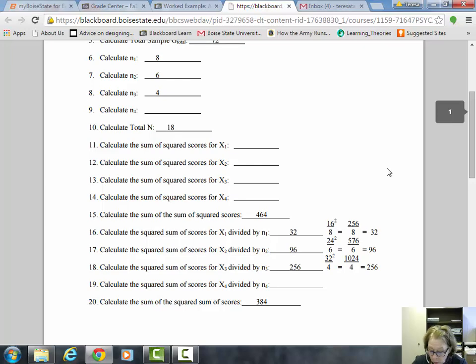Now because we don't have the raw scores, we can't go through the process of squaring each of those raw scores and then summing those up. But because we worked it in problem 19, hopefully you understand where that value of 464, the sum of x squared that is given to you in the data set, comes from. And so you just need to enter that in on line 15 here.